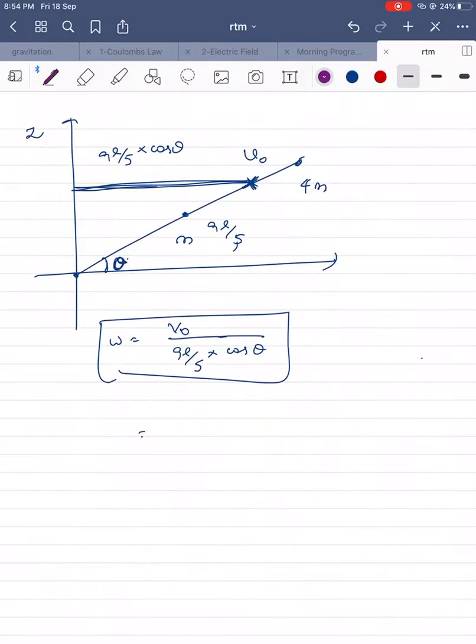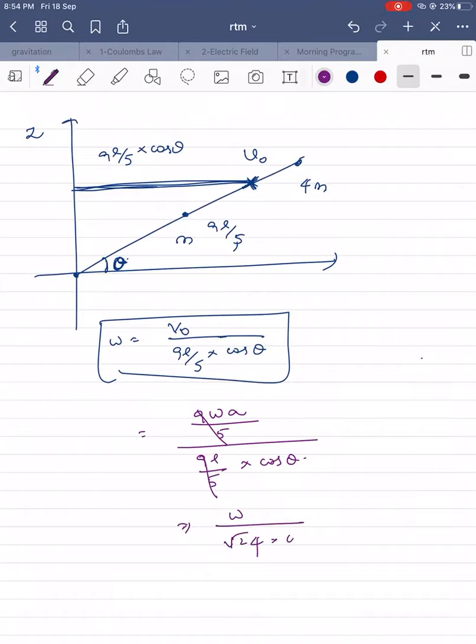Now v0 I got, it's equal to 9 omega into a by 5 by 9L by 5 into cos theta. So 9 upon 5 gets cancelled. Omega L is equal to root 24, so root 24 into cos theta. How to get this theta then? To get theta, now we have data given. Here is an angle A. Here is root 24. How much would be this value?